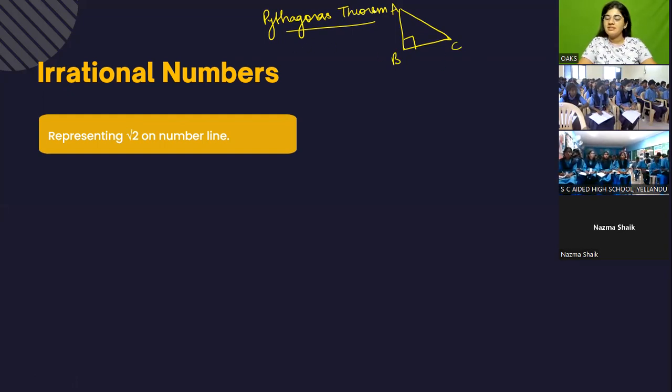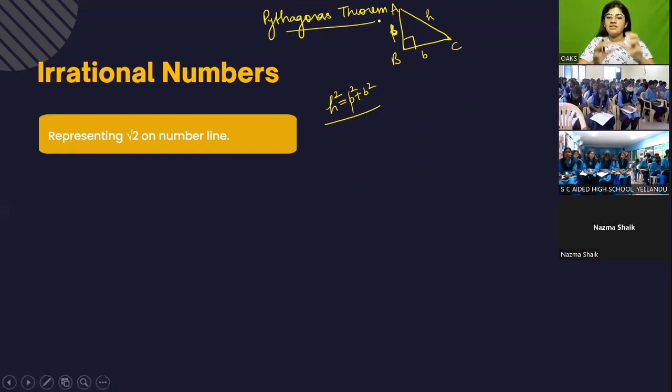What does Pythagoras theorem mean? If AC, I'll name it as H. BC, the length of BC, it is B. And the length of AB, it is equal to L, or we can say P. Now, what is Pythagoras theorem? It says H square is equal to P square plus B square. This is Pythagoras theorem.